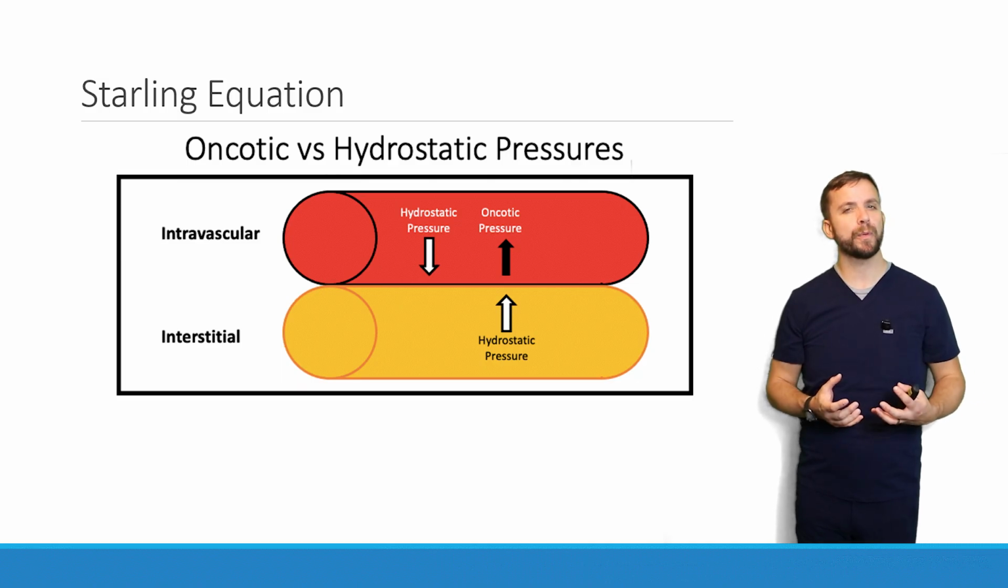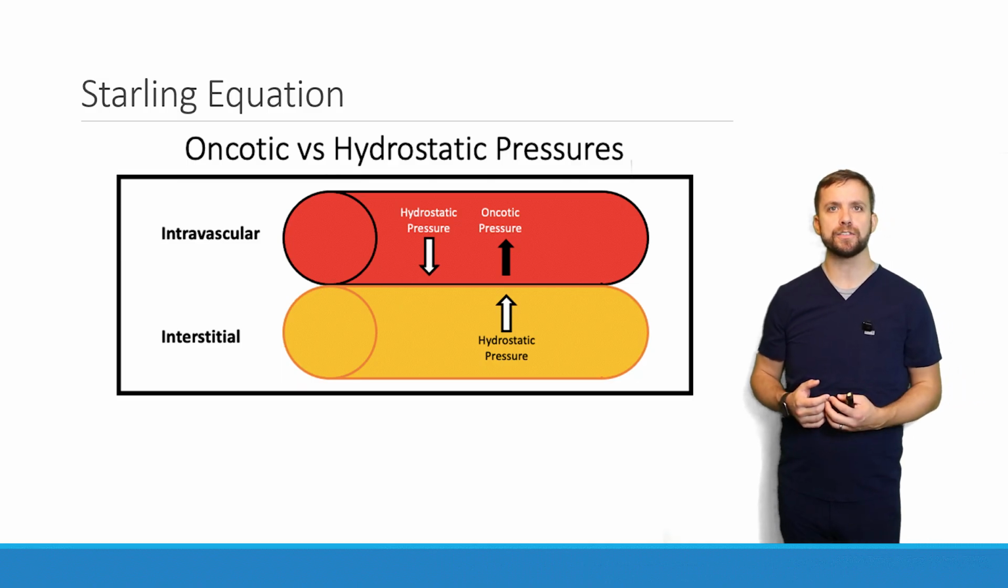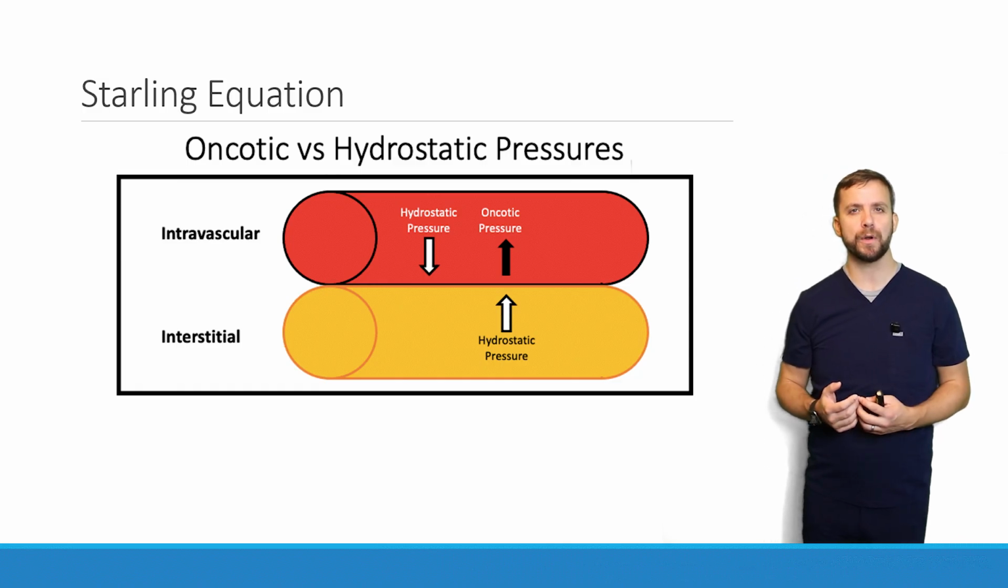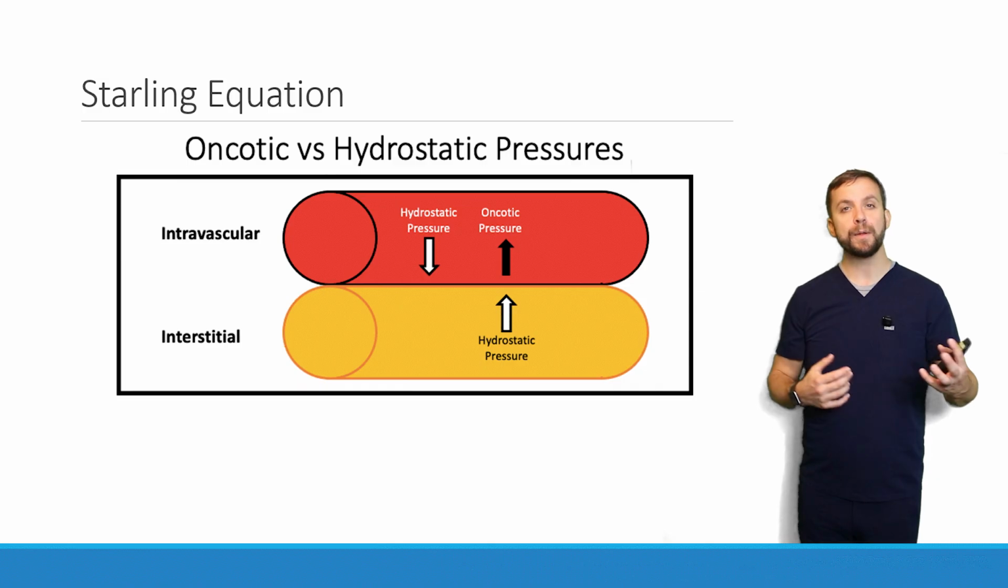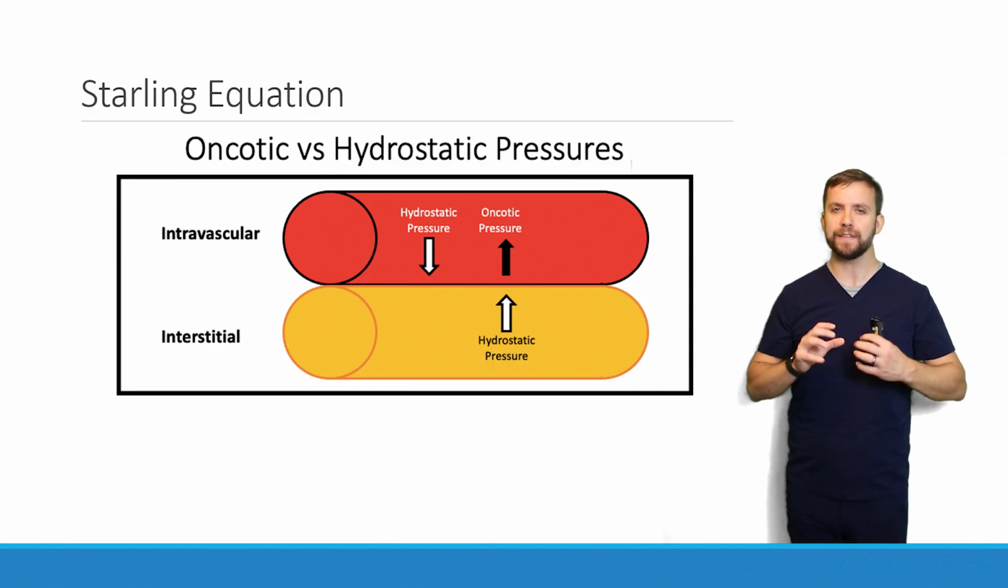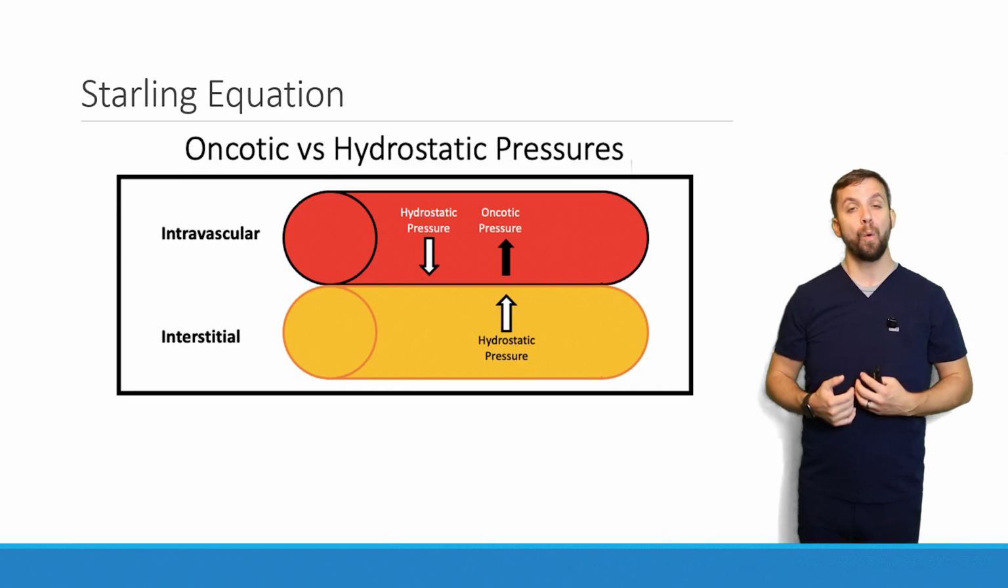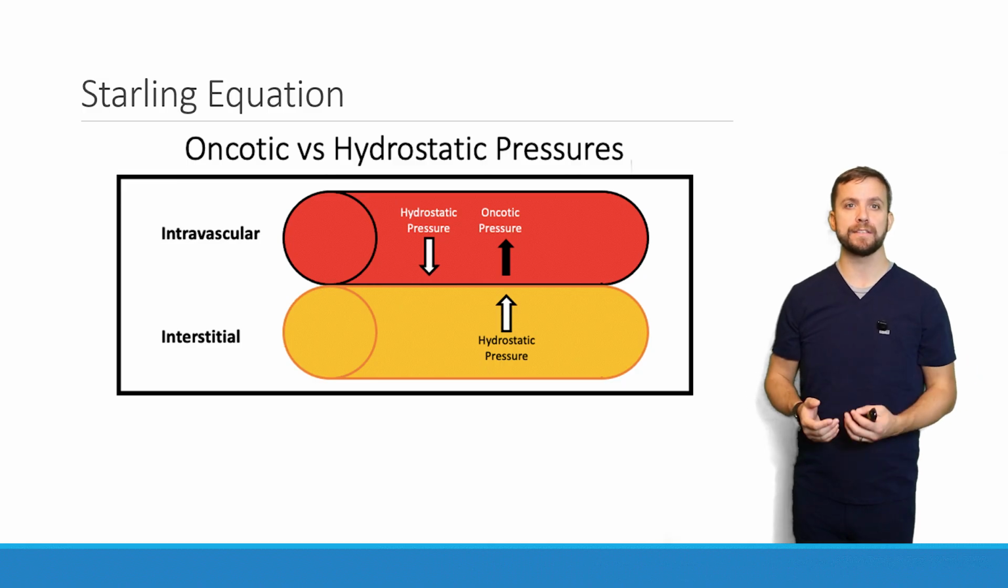Intravascularly, we have oncotic pressure. There's not a lot of proteins in the interstitial space, so there's not a lot of oncotic pressure there. So the real oncotic pressure is typically just intravascular. And then both sides do have hydrostatic pressure, and that's pushing against the walls, wanting to push the fluid out. And so you have that both on the intravascular and interstitial side.